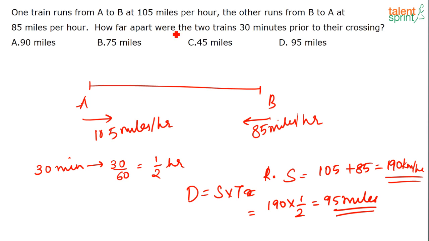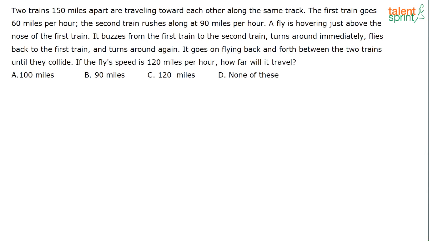The question was how far apart were the two trains 30 minutes prior to crossing. So, I have just found out the distance travelled by the two trains in 30 minutes, correct? They are moving towards each other. So, what distance will they cover? That is what I found. So, we get the answer. I hope it is clear. A lot of you have got the correct answer. So, let us move on to the next question.